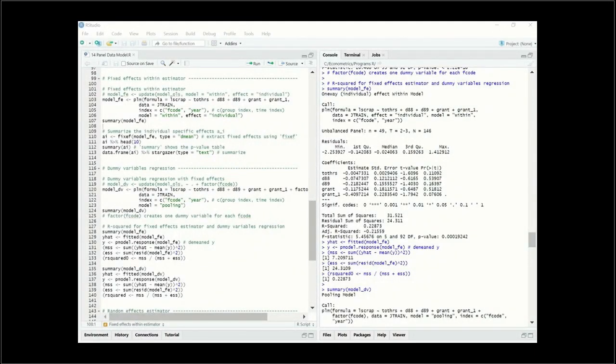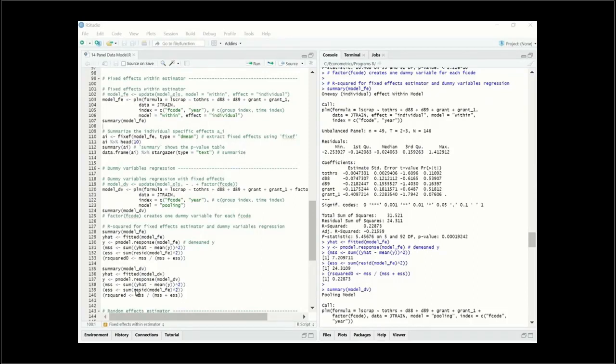So let's repeat the same thing for the model with the dummy variables that we have here. Again, we're going to be calling the fitted values from this model. We're going to call this y hat. Here, we're going to be extracting the y values from this model, basically the value of the dependent variable that we have. And here we're going to be using y hat minus the mean of y. And the sum of the squared values of that would be the model sum of squares.